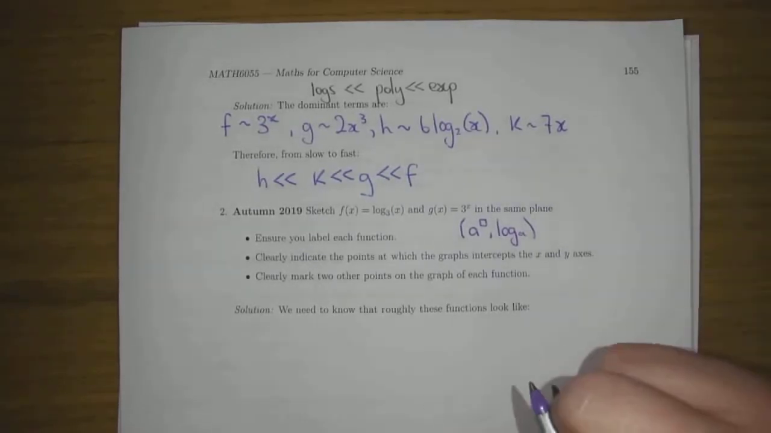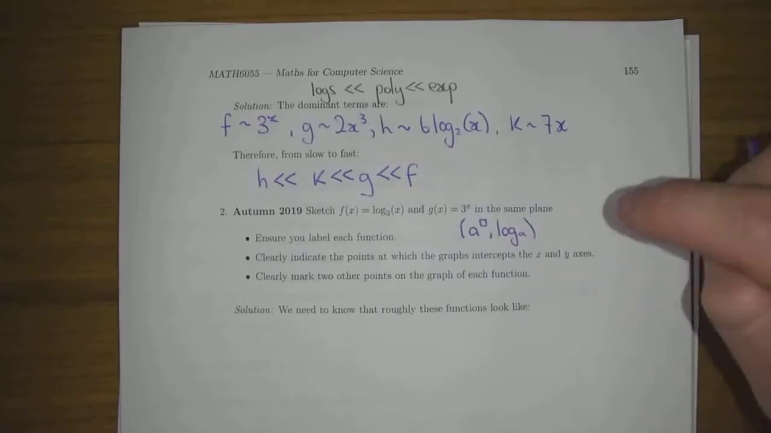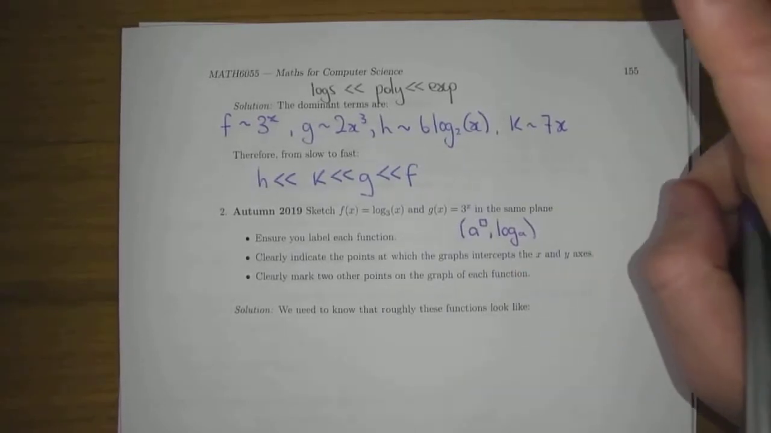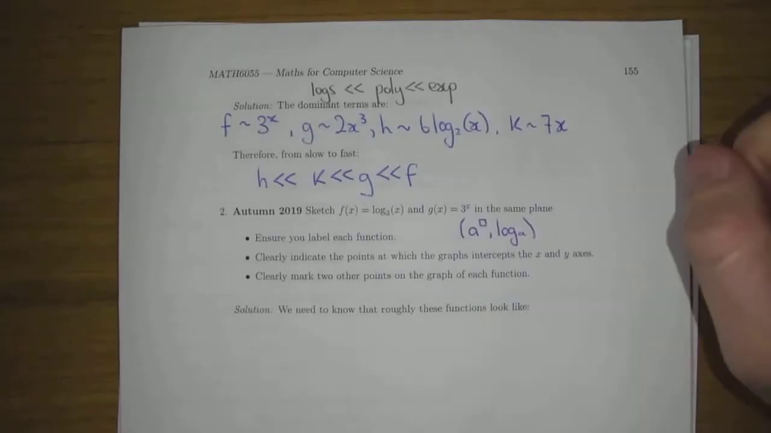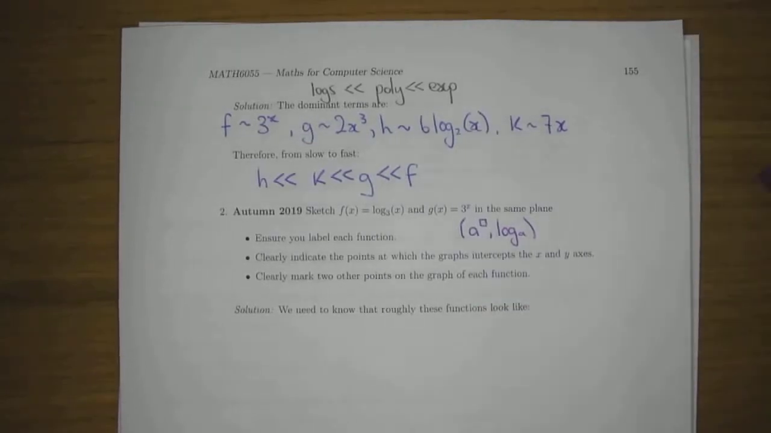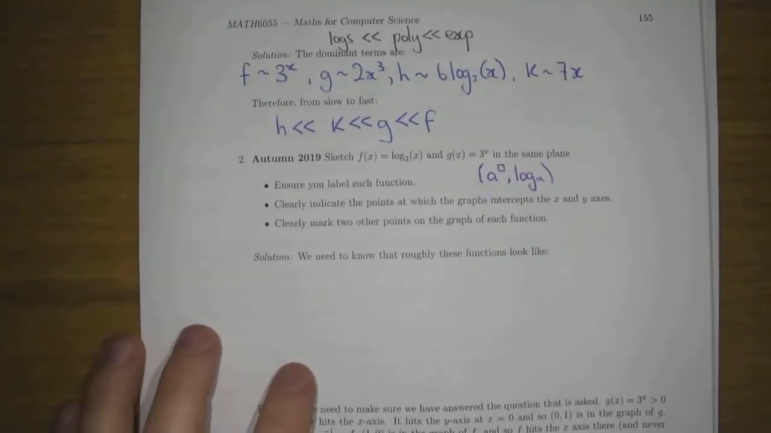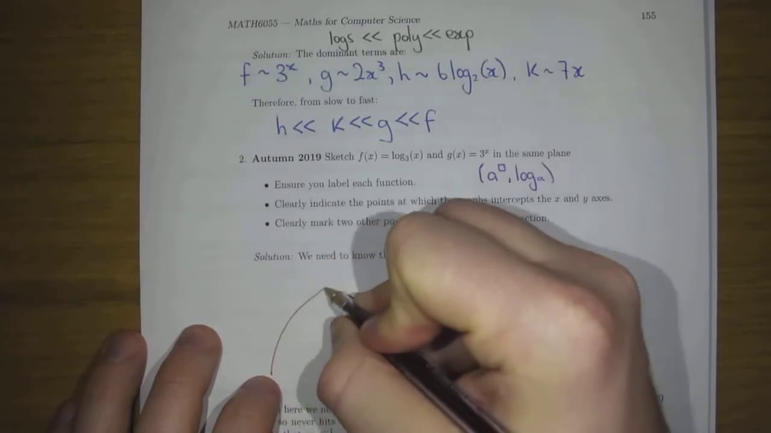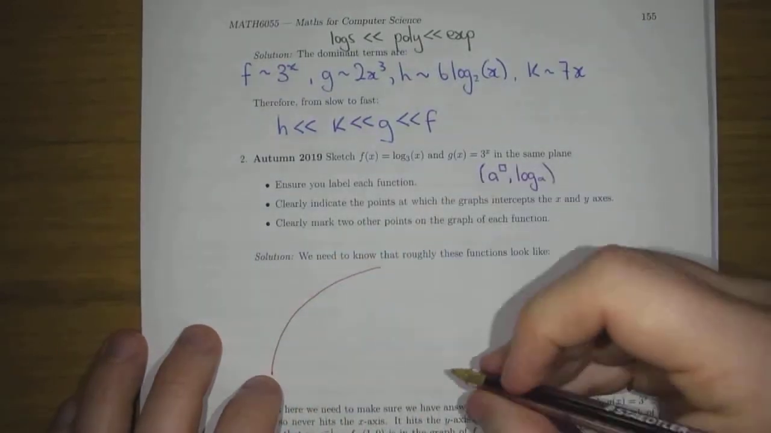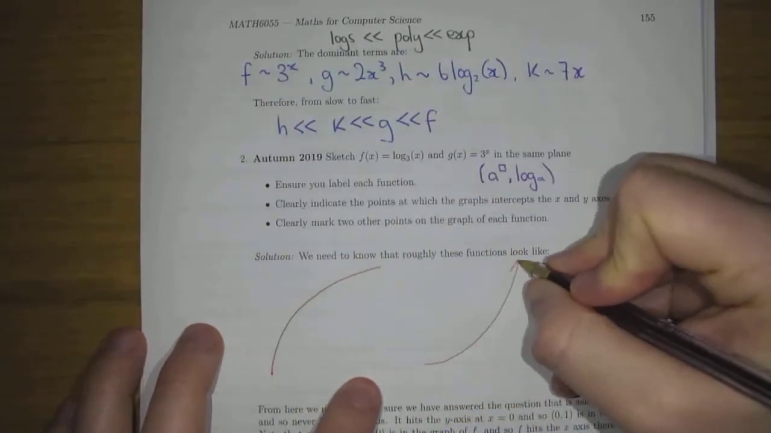We will do that. Clearly indicate the points at which the graphs intercept the x and the y. Well, that's not going to be much of a problem. Clearly mark 2 other points on the graph of each function. Okay, so we know roughly what they look like. So the log, we know, looks something like this. And the exponential, we know, looks something like this.